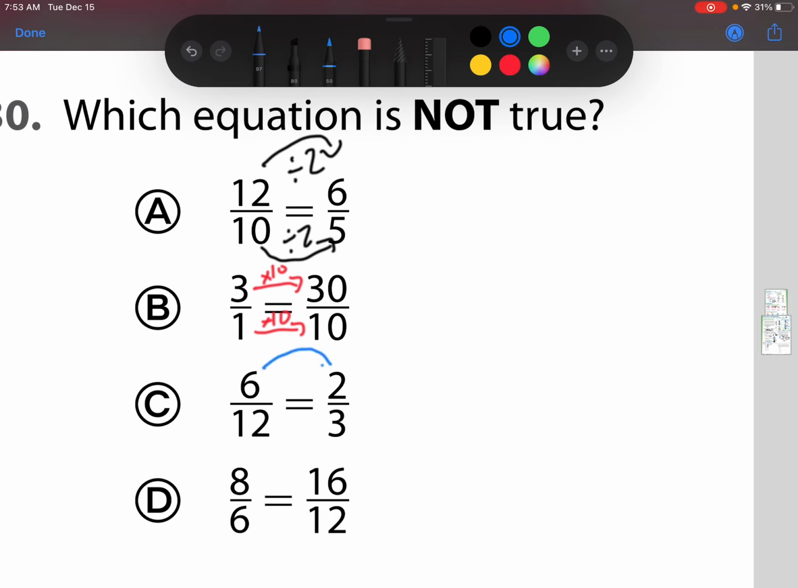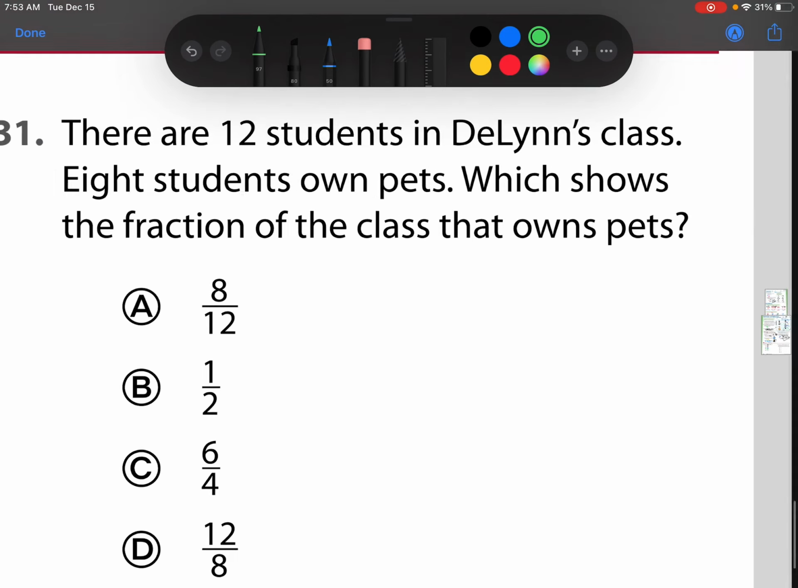How do we get from 6 to 2? Well, we divided by 3. How do we get from 12 to 3? We divided by 4. So it looks like it's going to be C, but let's just check this last one. How do we get from 8 to 16? We multiplied by 2. 6 to 12 is times 2. So yeah, our correct answer is C. This one is not correct because notice whatever we did to the top was not the same as what we did to the bottom.